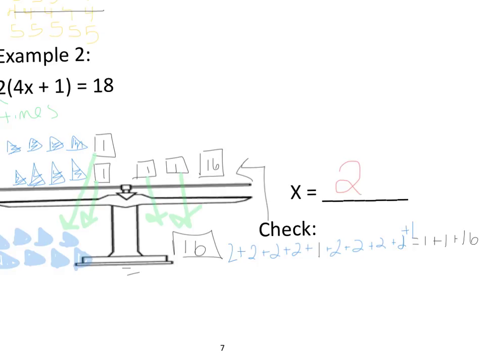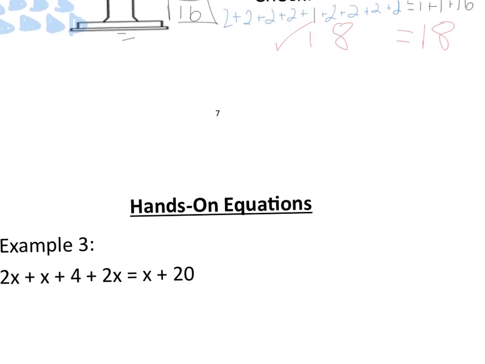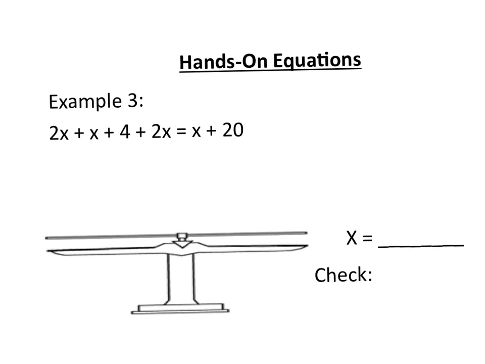on this side, on the left, equals 1 plus 1 is 2, plus 16 is 18. It works out, so we know our answer is right. Moving on to example 3.